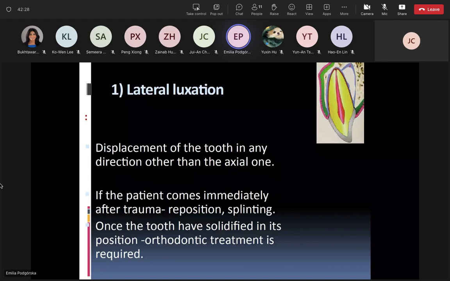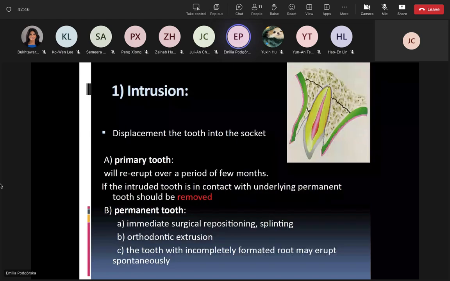Intrusion: displacement of the tooth into the socket. For a primary tooth, allow it to re-erupt over a period of a few months. If the intruded tooth is in contact with the underlying permanent tooth, it should be removed. For a permanent tooth, immediate surgical repositioning or orthodontic extrusion, and a tooth with incomplete root formation may erupt continuously.